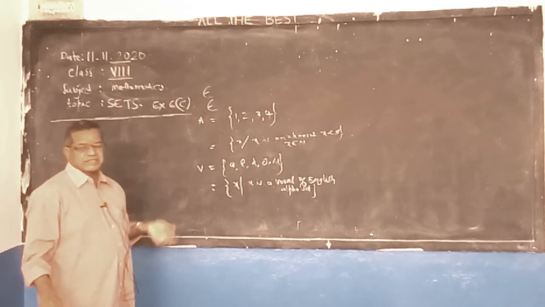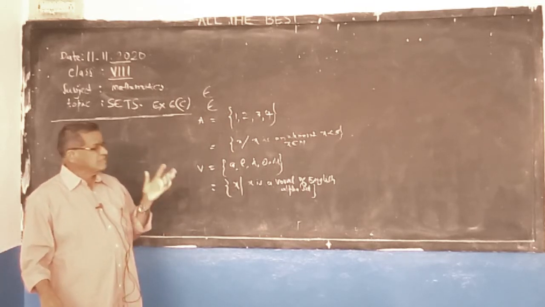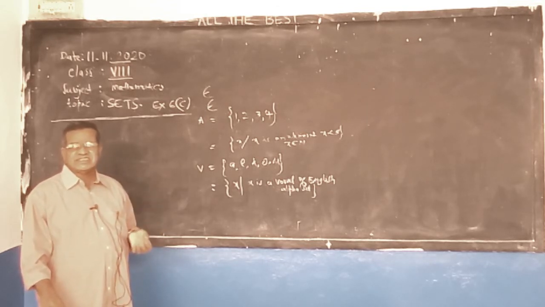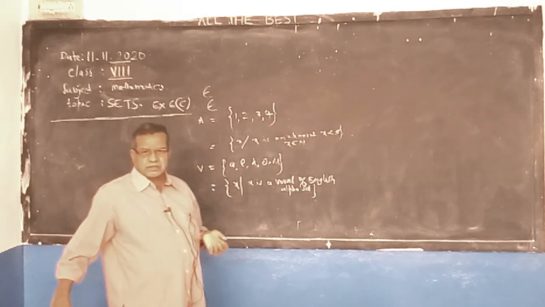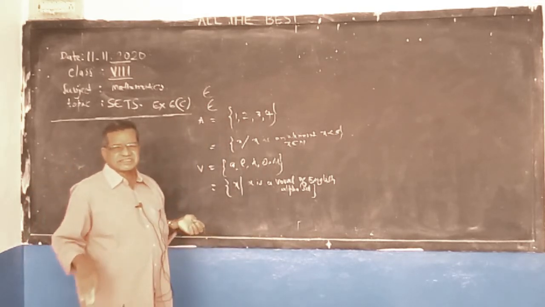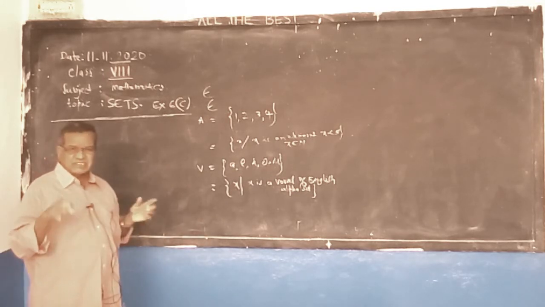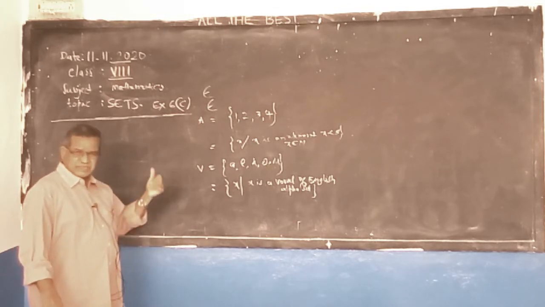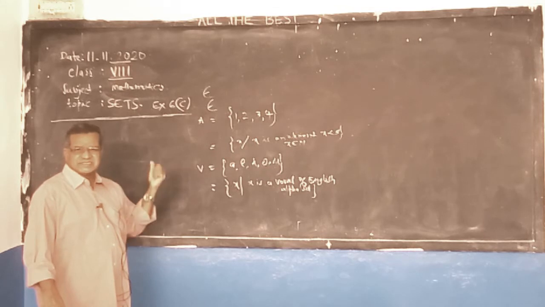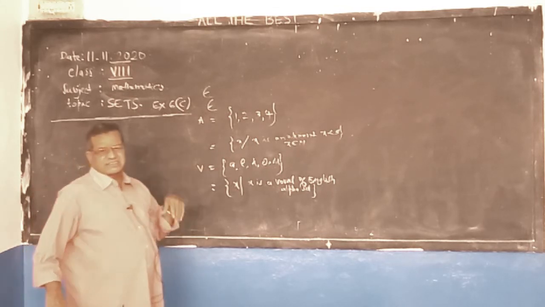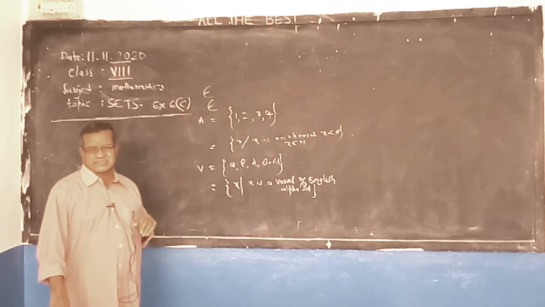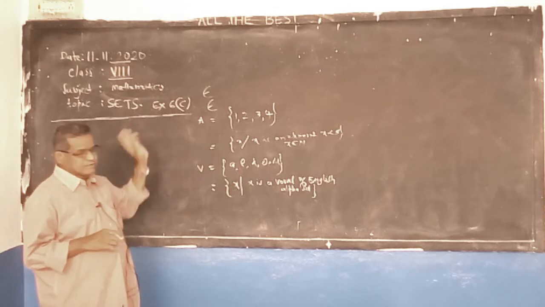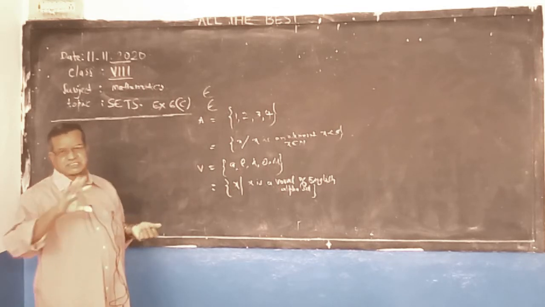After this, the types of sets: there are 12 types of sets, namely empty set, singleton set, subset, universal set, equal set, equivalent set, finite set, infinite set, overlapping sets, disjoint sets, complement set, and power set. I have explained all these things. Please go through your notes or textbook.